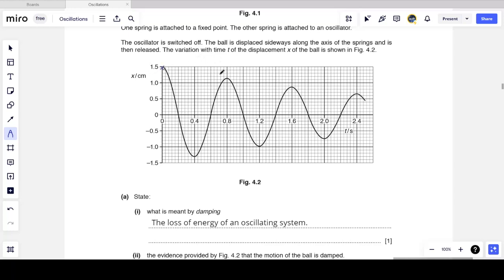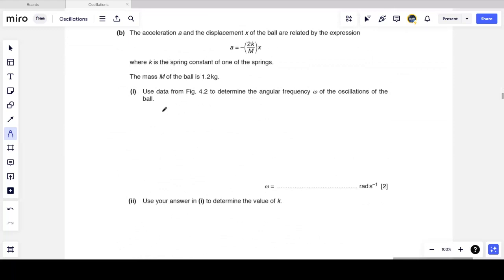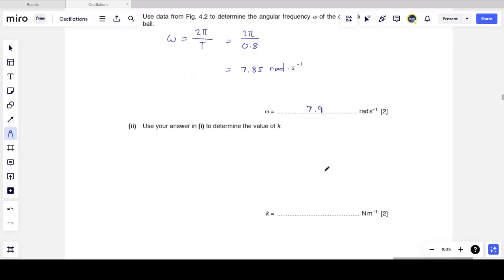So again, I'm going to go crest to crest. They may not be at the same height, but it's still two subsequent points where the maximum displacement is occurring. And so that period is 0.8 seconds, meaning omega, the angular frequency, is 2 pi over the period, which is 2 pi over 0.8, and this gives us 7.85 radians per second, or to two significant figures, 7.9 radians per second. So I can still find the period even though it's not simple harmonic.